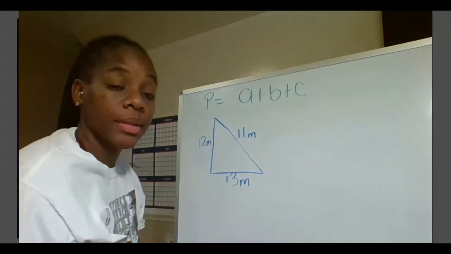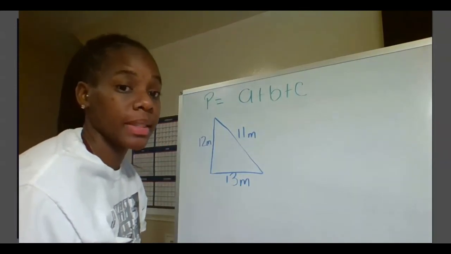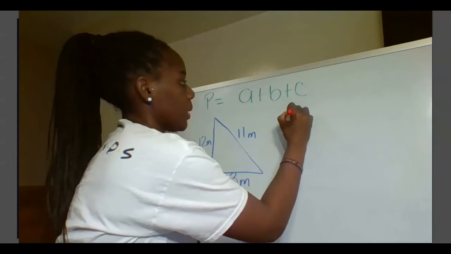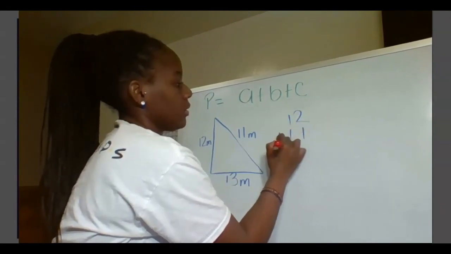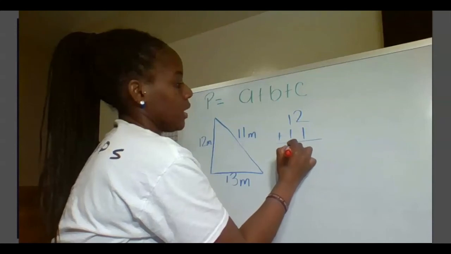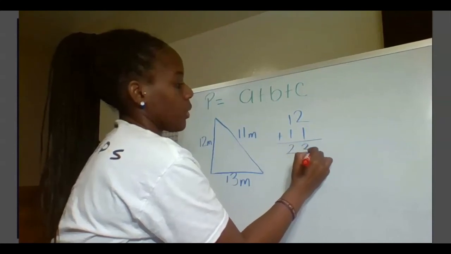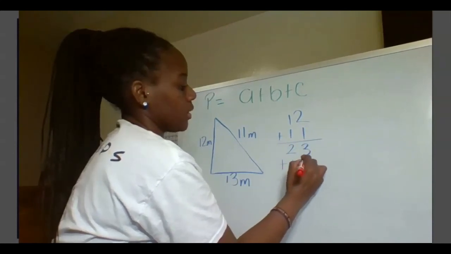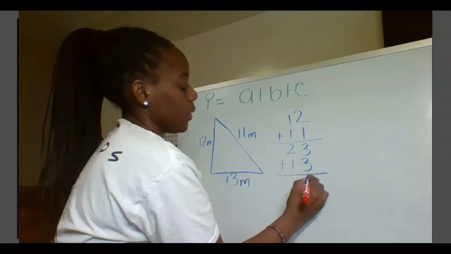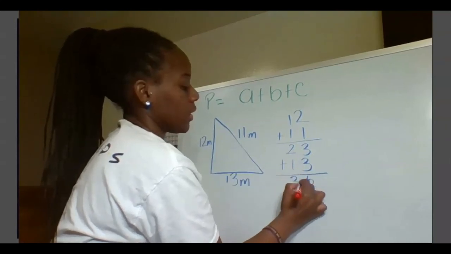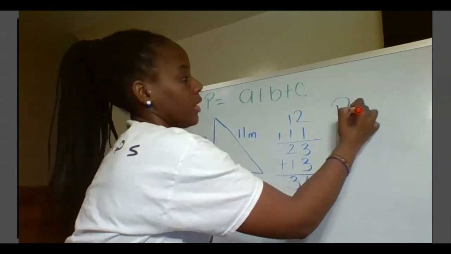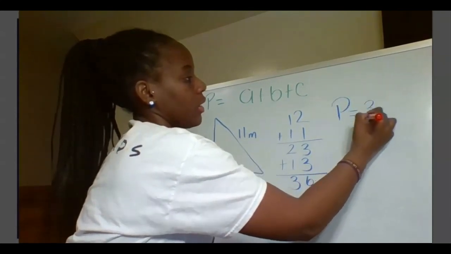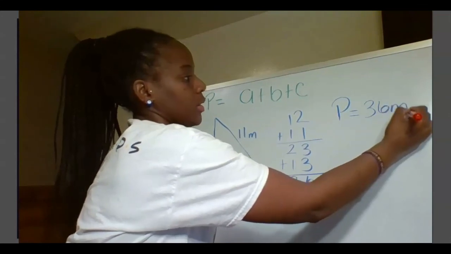All right, so all we're going to do is we're going to take these numbers and we're going to add them together. So I'm going to say 12 plus 11, which gives us 23, plus 13, which gives us 36. So the perimeter is equivalent to 36 meters.